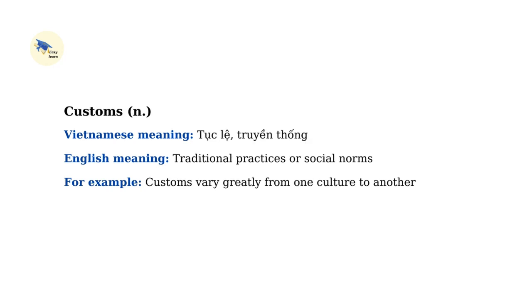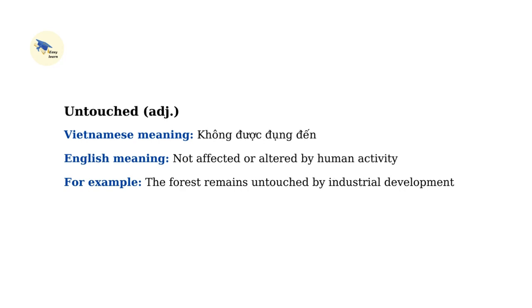Customs. Tục lệ, truyền thống. Traditional practices or social norms. For example, customs vary greatly from one culture to another. Untouched. Không được đụng đến. Not affected or altered by human activity. For example, the forest remains untouched by industrial development.